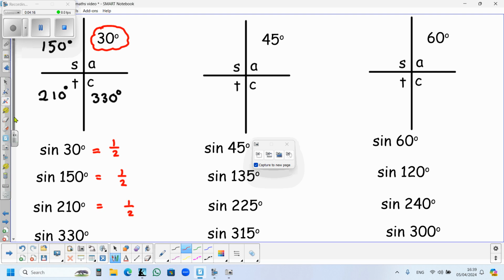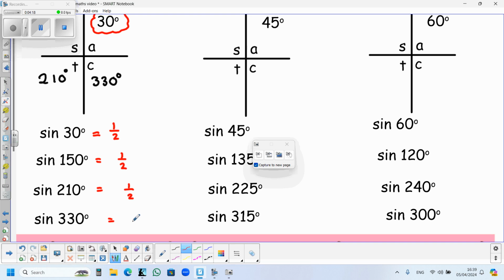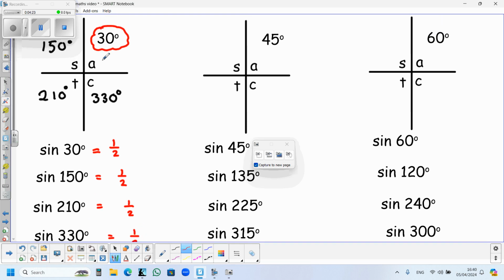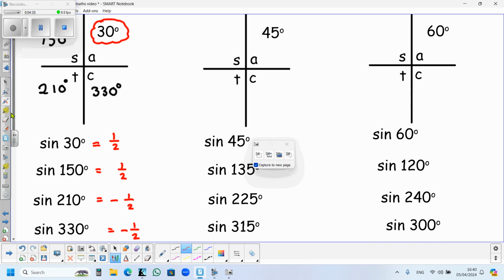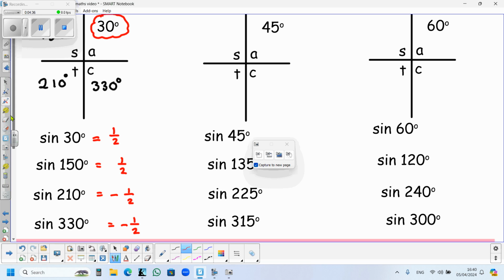And to find out which ones are positive and which ones are negative, we'll look at a CAST diagram. The CAST diagram tells me that in quadrant 1 and quadrant 2 sine is positive. So that's positive, and it means the other 2 are negative. So you have to be able to do that to work out those other ones that are related.